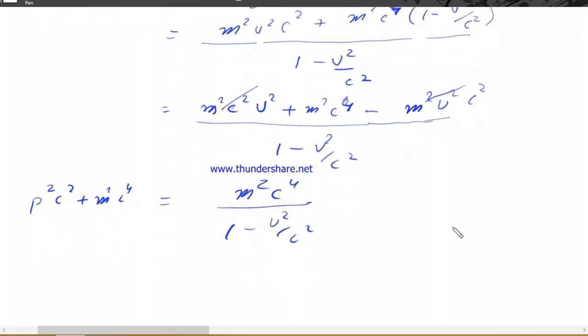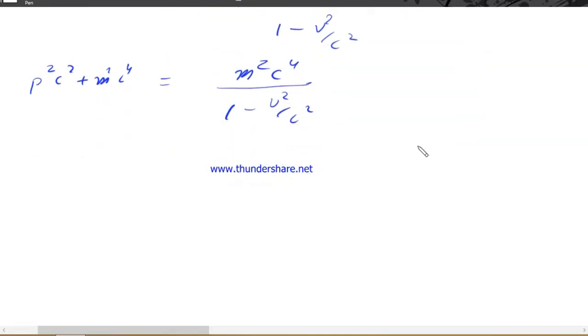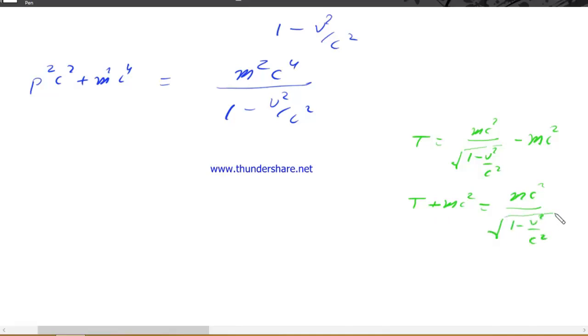Now we know the kinetic energy is equal to m c square over the square root of 1 minus v square over c square, the total relativistic energy, minus the rest energy. Then T plus mc square, we transfer mc square to the left side, and then it equals mc square over the square root of 1 minus v square divided by c square.